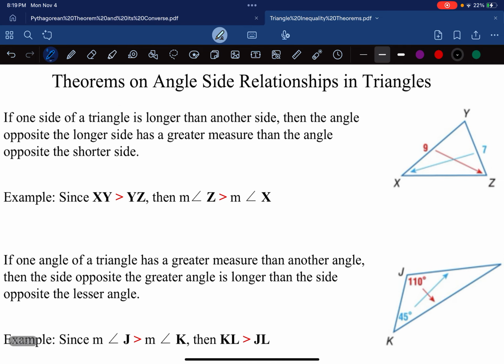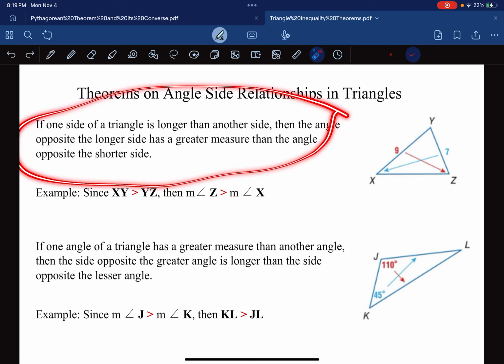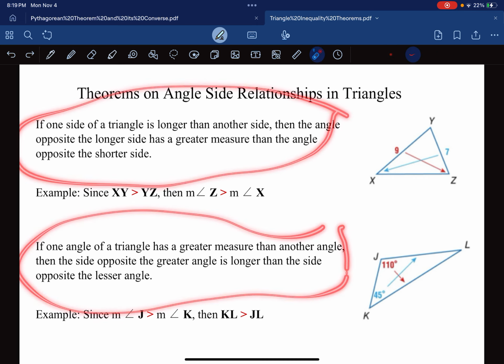So theorems on angle side relationships. Now take the time to go ahead and read these here. Go ahead and read the theorems themselves. And then once you read them, unpause the video so we can continue going over that.